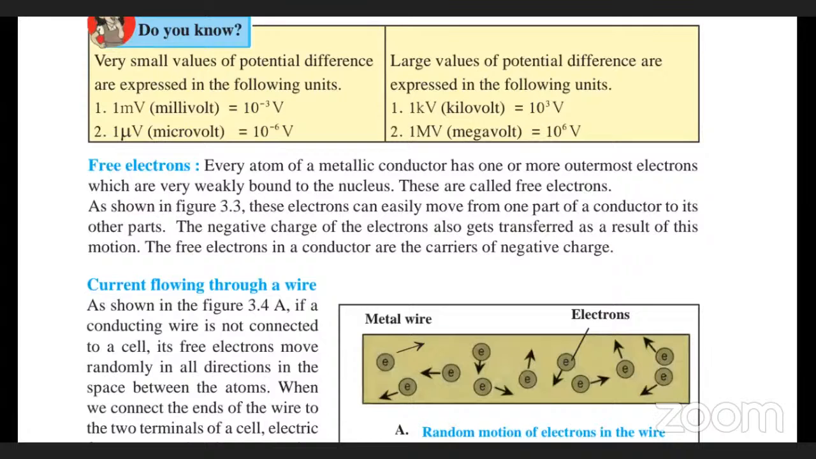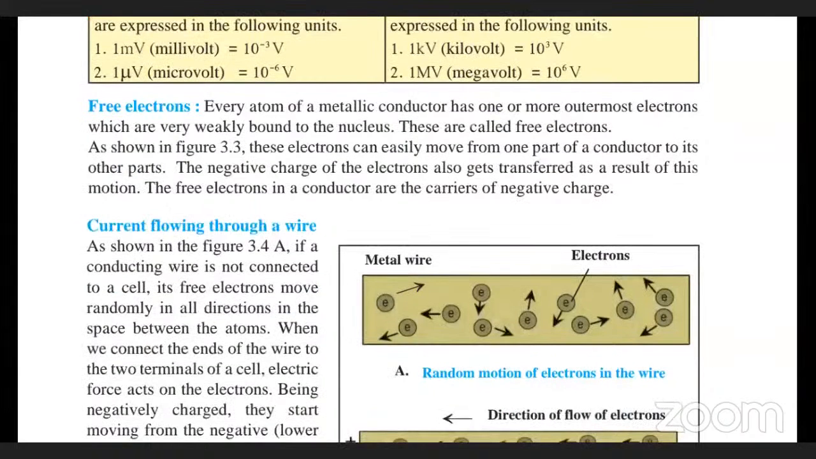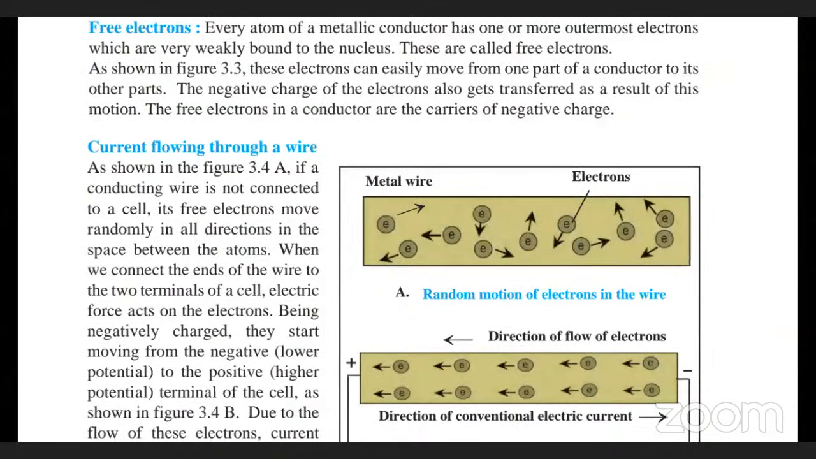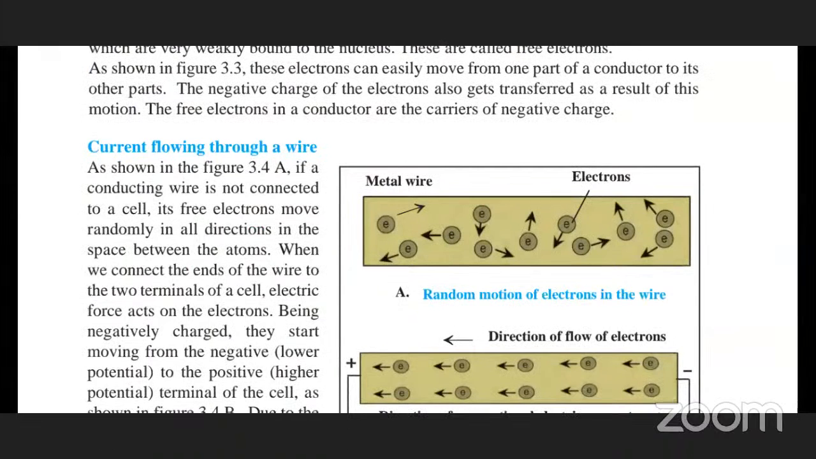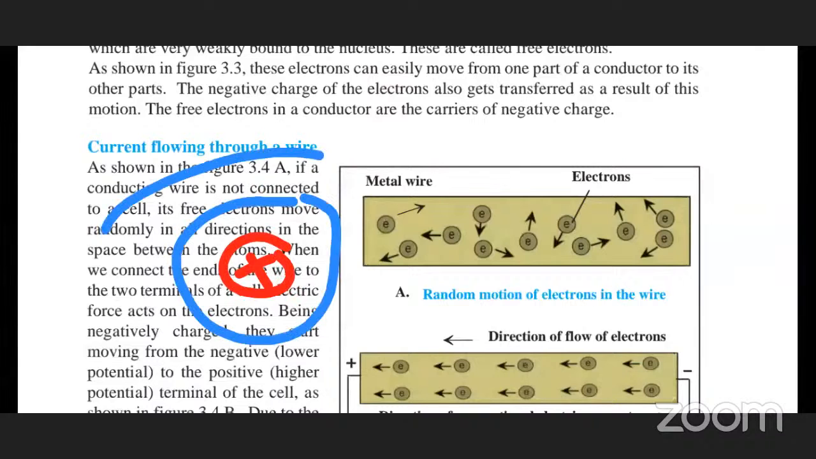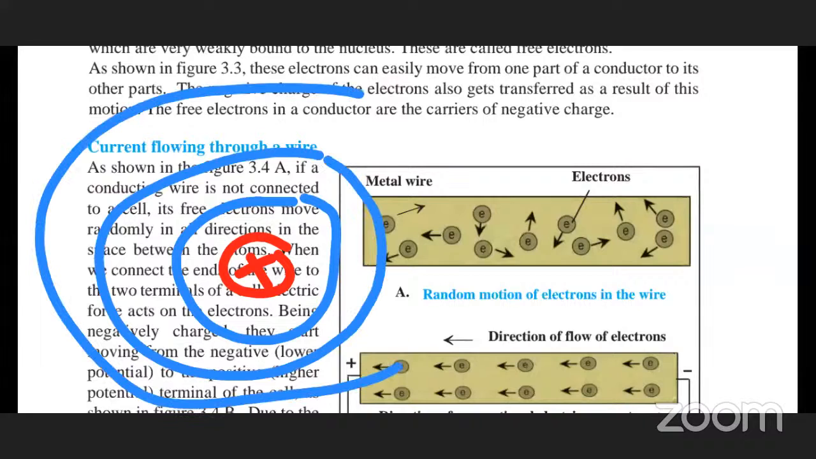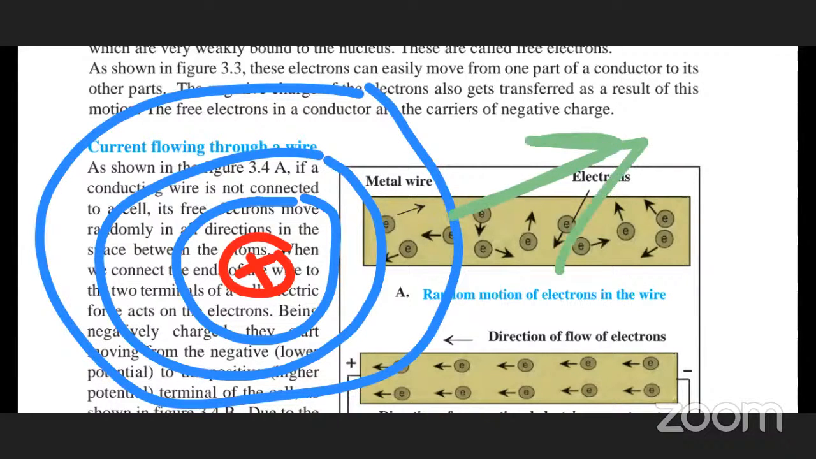See, metals have free electrons, and from where are these free electrons coming? If you consider the atom of a metal, this is the nucleus. This is the atom of a metal, okay? And this outermost shell is known as the valence shell.